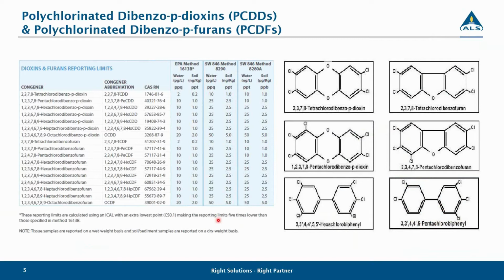So, to reach these ultra-low limits, you need very sensitive instrumentation. And that, my friends, is what high-resolution GC, high-resolution MS technology provides. ALS Houston goes a step further by using an extra lowest calibration point, half that prescribed by the method, providing even lower reporting limits.